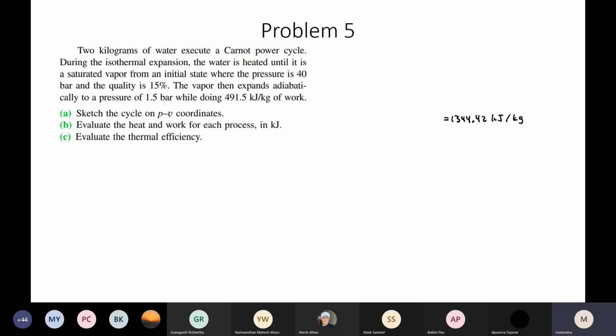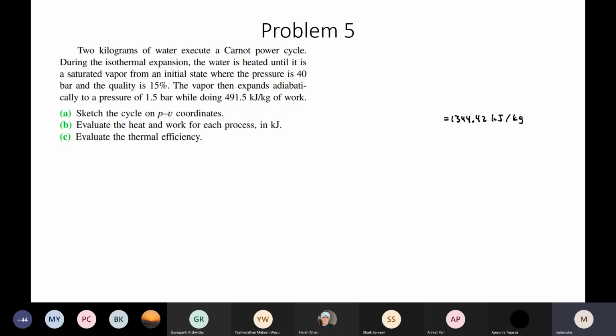And the quality of 15%. Then it is expanded in the turbine to a low pressure of 1.5 watt. During that time, 491.5 kilojoule per kg specific work is extracted.